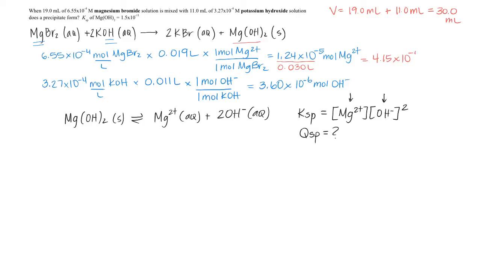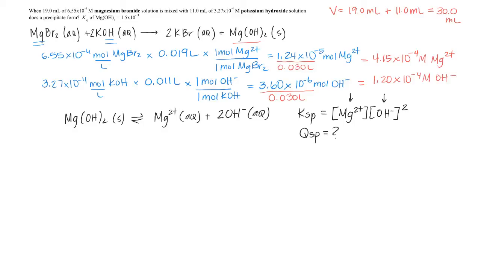4.15 times 10 to the negative 4th molar magnesium. And we do the same for the hydroxide. And we get 1.20 times 10 to the minus 4 molar hydroxide ions.